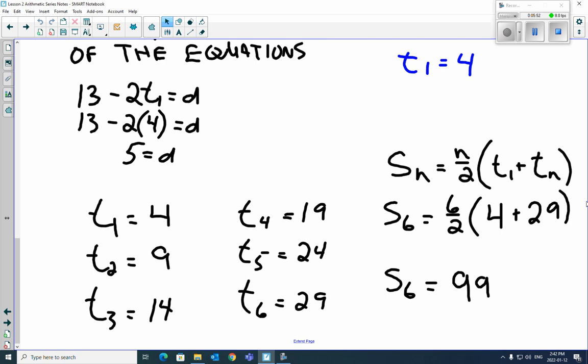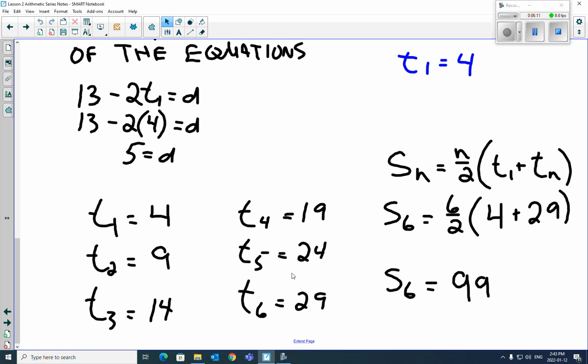Now, if you look at this case, we actually use the second formula because we knew the first term and the 6th term. So we can save ourselves a bit of time. So there's n terms, so we're finding the sum of the first 6 terms. 6 divided by 2, and 4 and 29, because 4 is the first term and the 6th term is 29. You do the math there, you find out that the sum of the first 6 terms is 99.